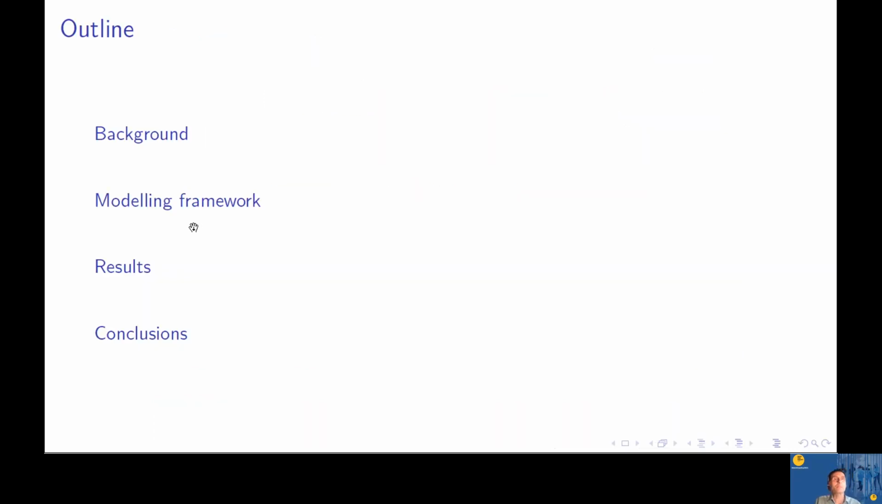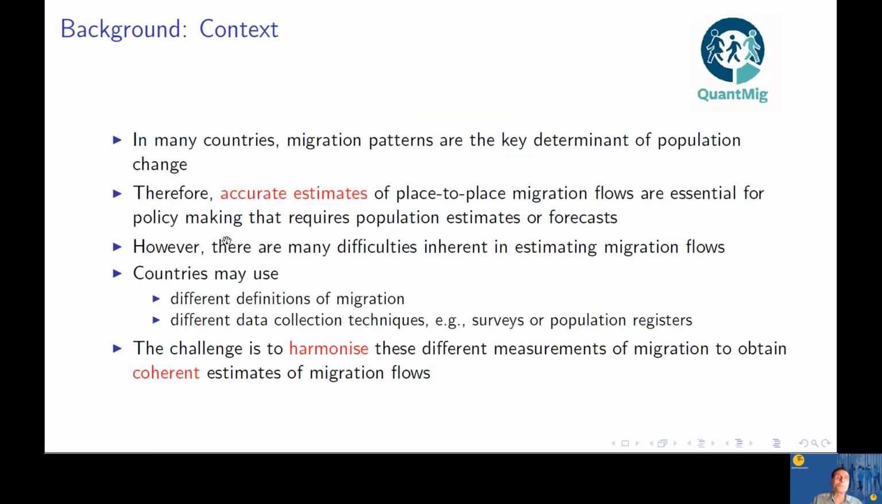So here is a brief outline of my presentation. I'm going to begin with some background on why accurate estimates of migration flows are needed and why the reported flows are not sufficient. I will then present the modelling framework before providing some preliminary results and finishing with some conclusions. So, in many countries, migration patterns are the key determinants of population change.